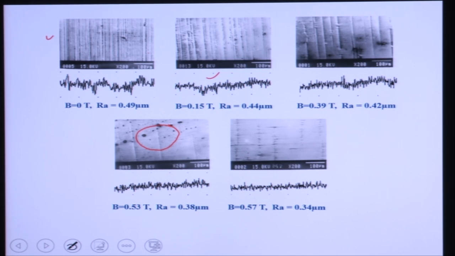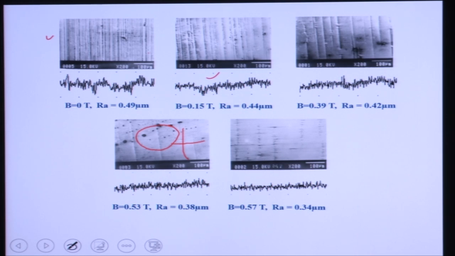In the MRAF process, the workpiece is kept in such a way that the grinding lay, meaning the direction along which the grinding wheel is moving, and the MRAF lay are perpendicular to each other. In this direction, these lay marks are due to the MRAF process, and in this direction, these lay marks are due to the grinding operation. These two lay marks are perpendicular to each other. That is why polishing happens so fast.